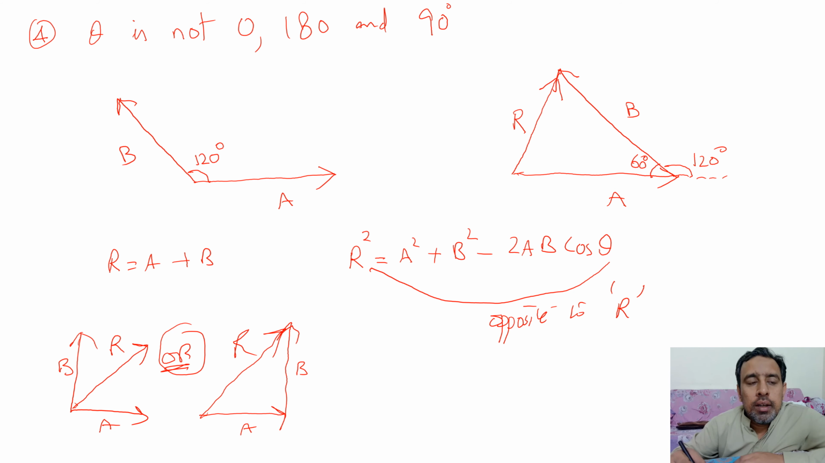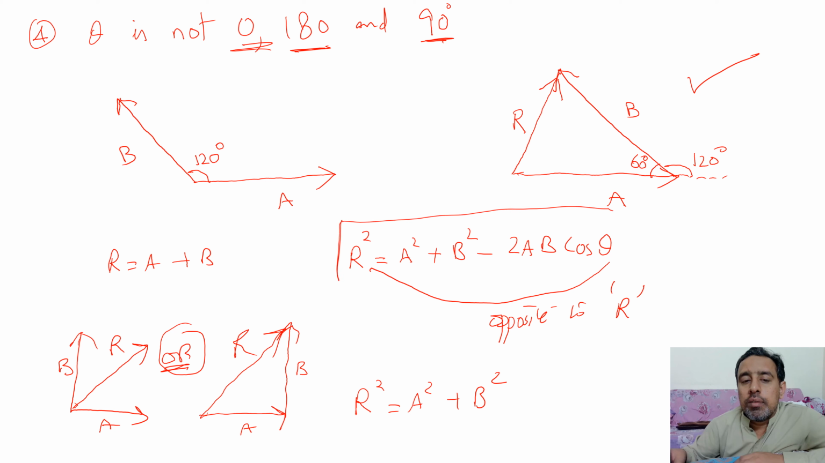You can find the resultant by Pythagoras. R square is equal to A square plus B square. Anyhow, if the angle is not 0, 180 and 90 degree, the rule is same. The head of first vector attached with the tail of the second, like this one. The angle between the vectors is 60 degree, which is opposite to the resultant. So just put the cosine rule over there. And if you have the values, then substitute the values A, B, and the angle, you will be able to get this R.